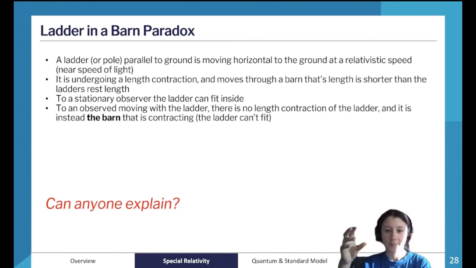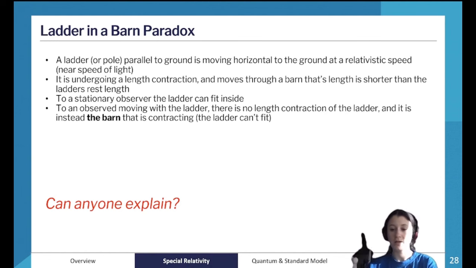So what happens next is the runner runs through a barn. She runs through a barn. Now, before this was all happening, she laid out the ladder next to the barn, and she saw that the ladder was actually longer than the barn. So the ladder is, say, twice the length of the barn. That's what she did. She tested it all out. She laid the ladder next to the barn and saw that the ladder was twice the length of the barn.